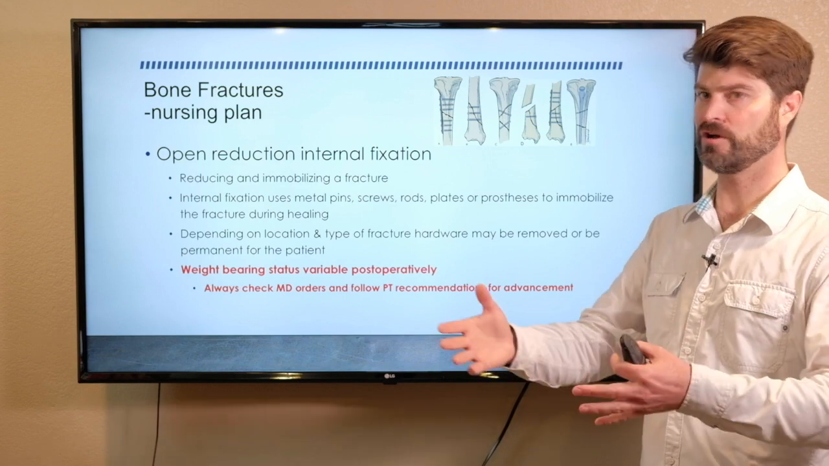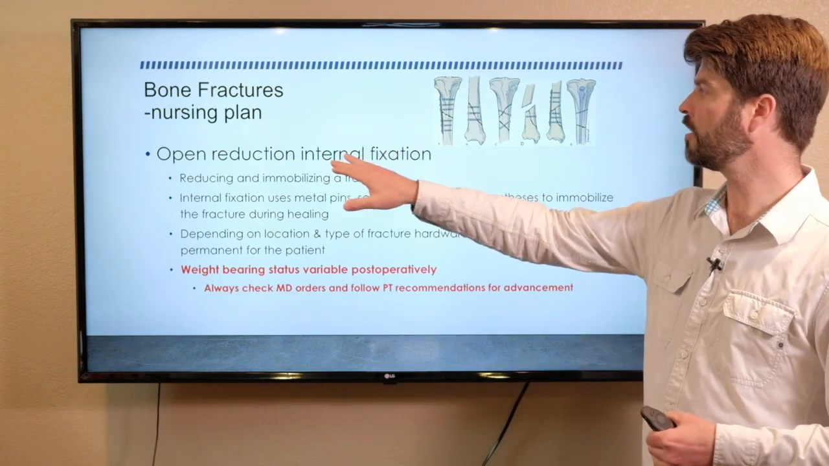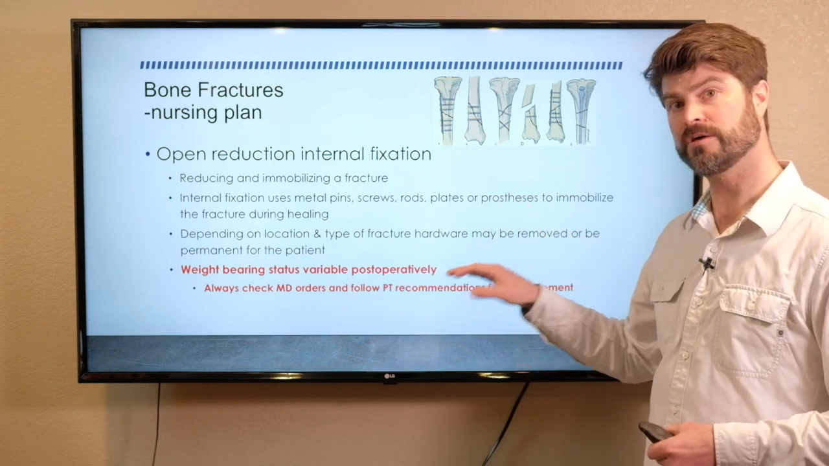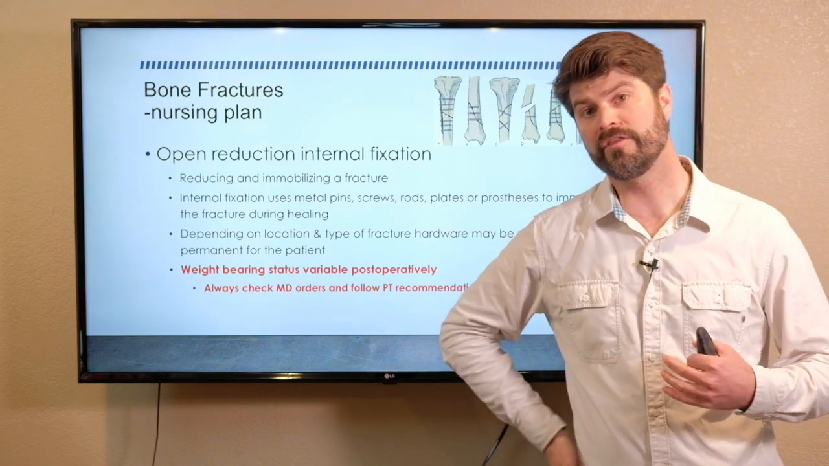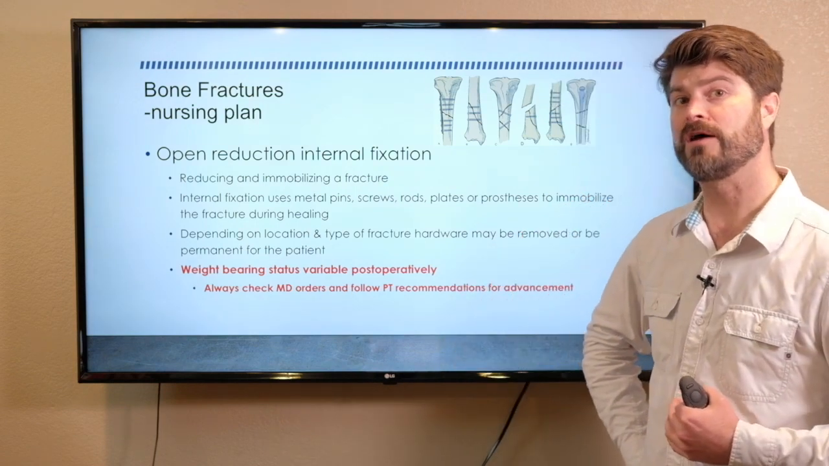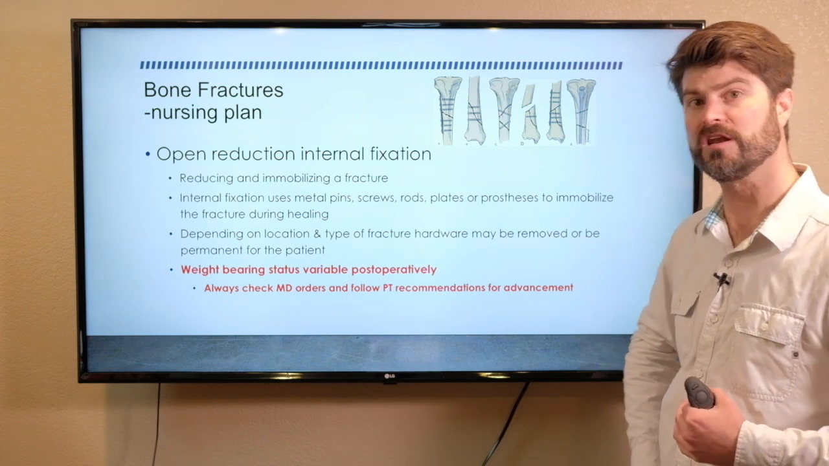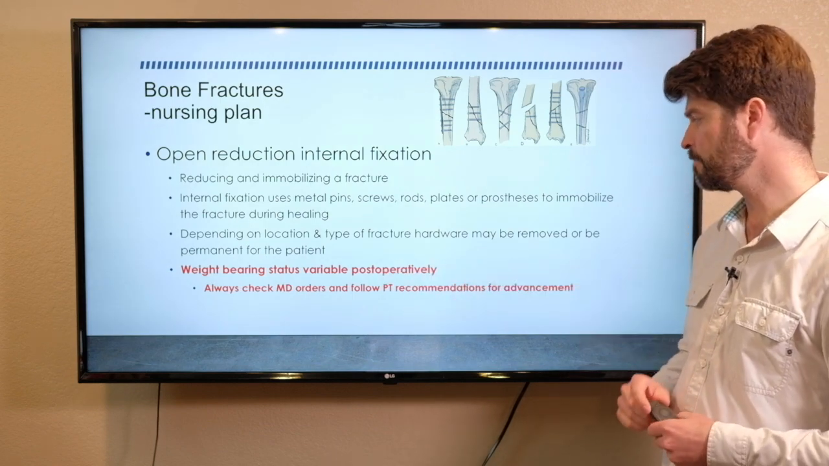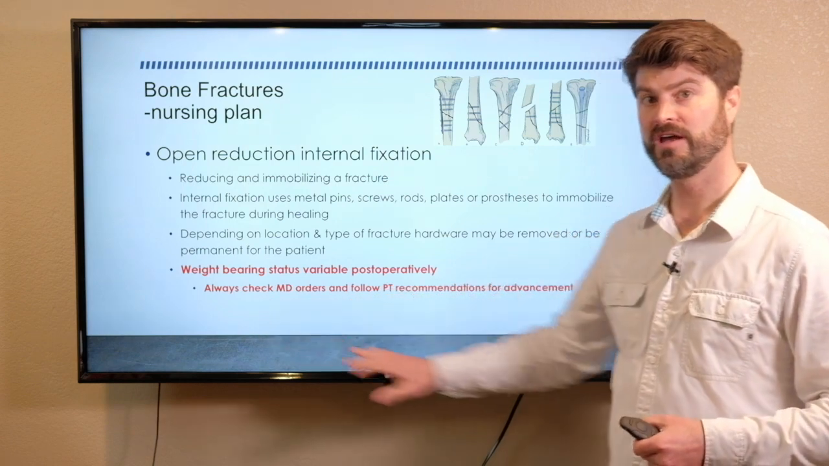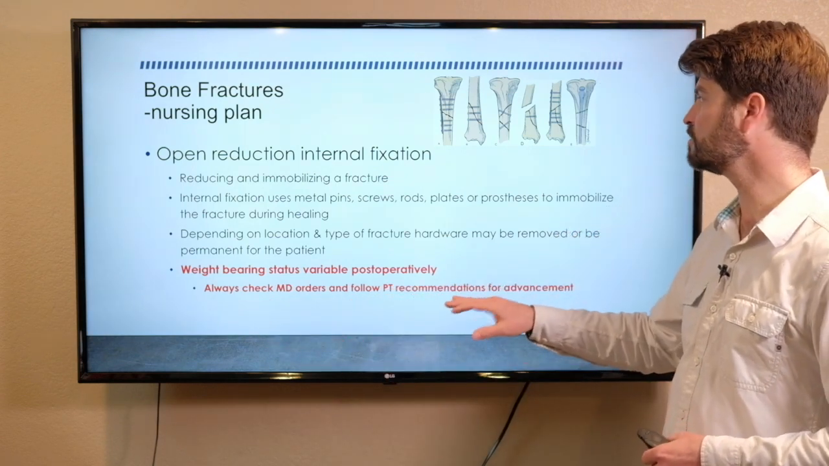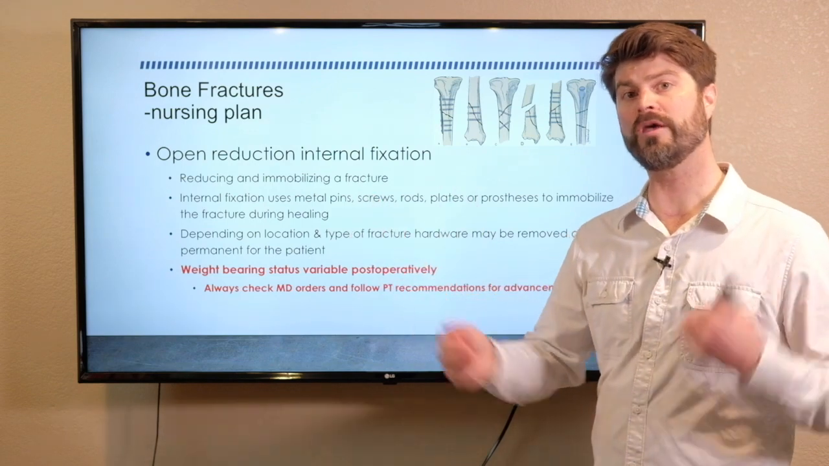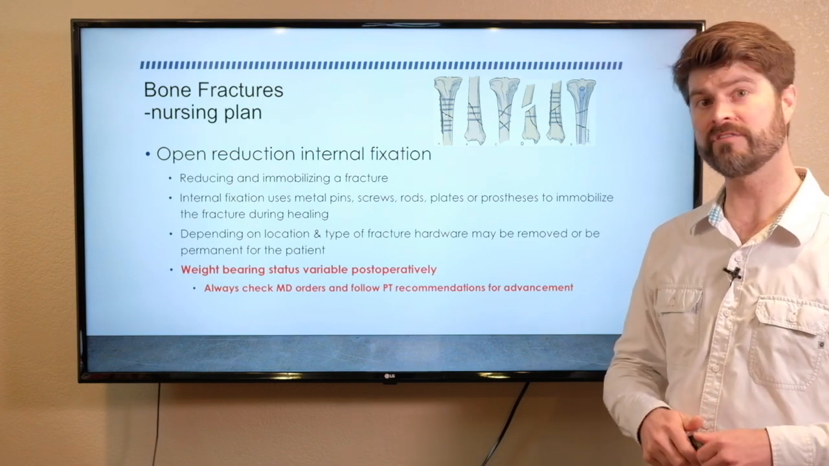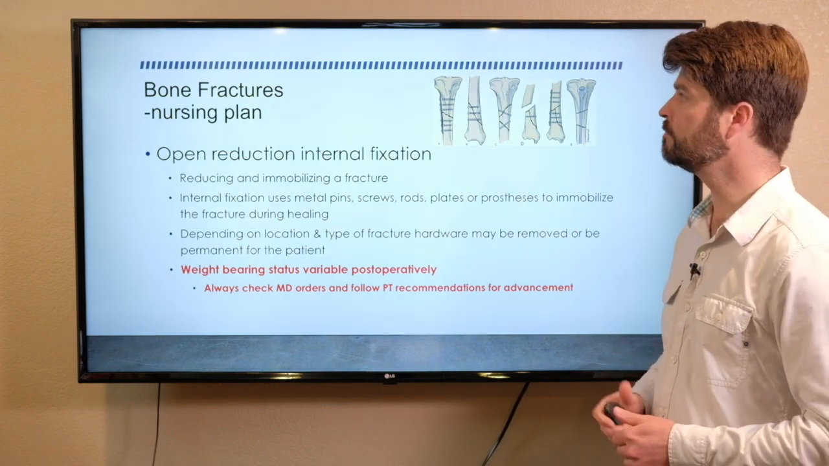That meaning if we send a patient off to surgery for a broken hip, and they have an ORIF done, so they have a surgical repair of that bone in their hip, when they come back, we need to double check to make sure that they can bear weight on that extremity, or if we need to allow time where they can only, say, touch down, meaning they can just put their foot on the ground but not put weight on it, if there's a period of time that we need to do that. So always, always, always check your physician orders and your physical therapy recommendations for advancing a patient's weight-bearing status on any extremity where they've had an ORIF or some kind of hardware left in place from a bone fracture surgery.